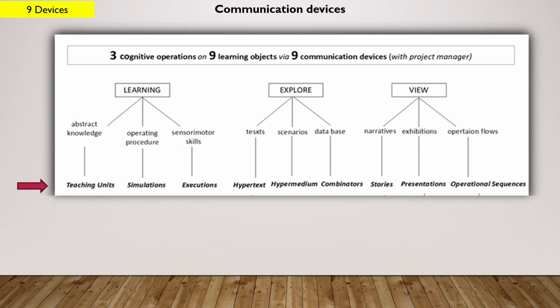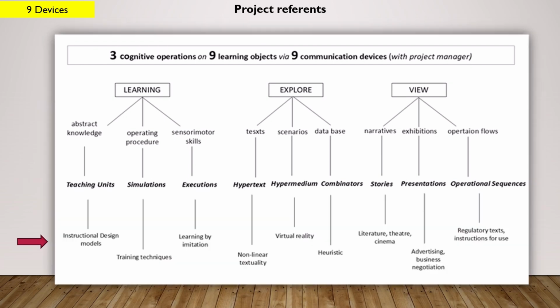For each of the 9 objects, the device most suited to generating the type of knowledge required is indicated: teaching units, simulators, executors, hypertexts, hypermedia, combinators, stories, presentations, operational sequences. Finally, for each device the respective theoretical reference is indicated: model, theory, technique, discipline, method.